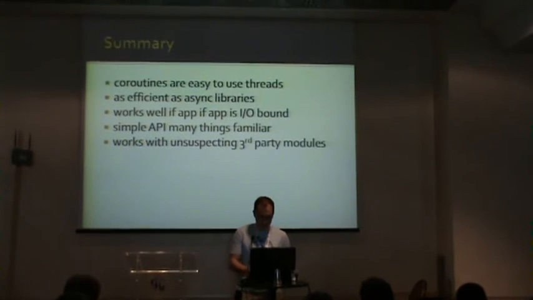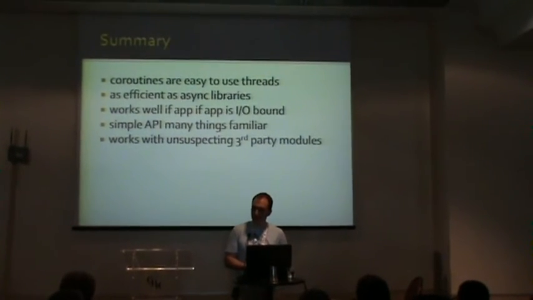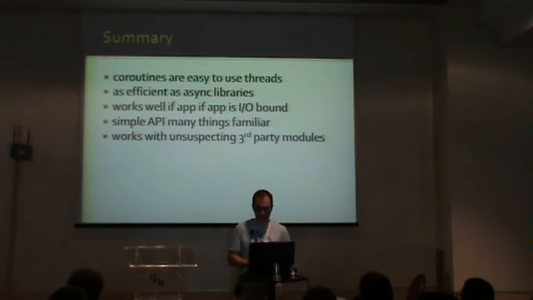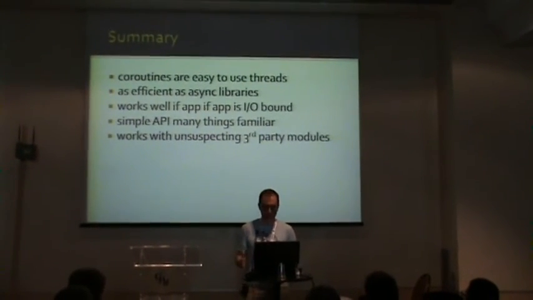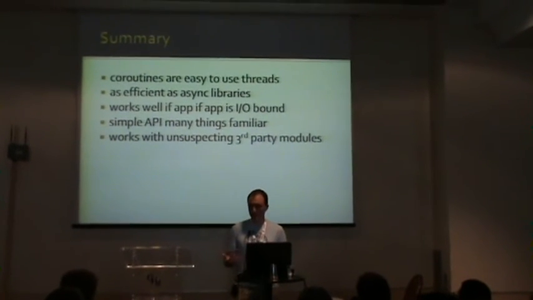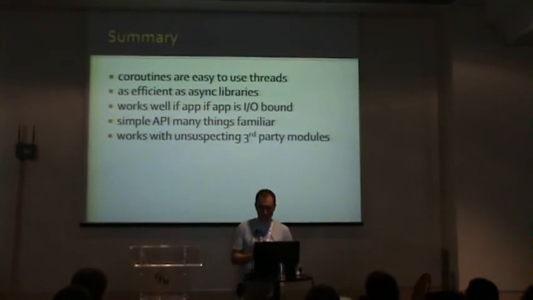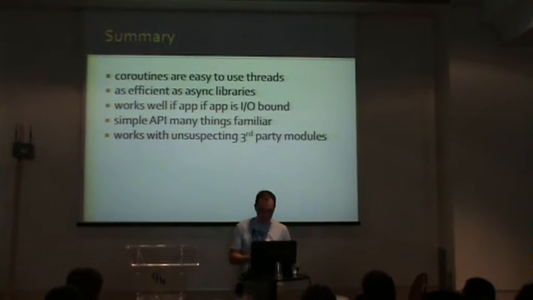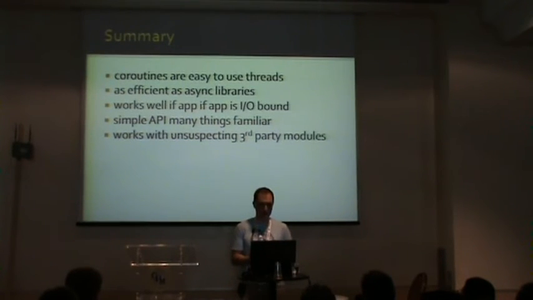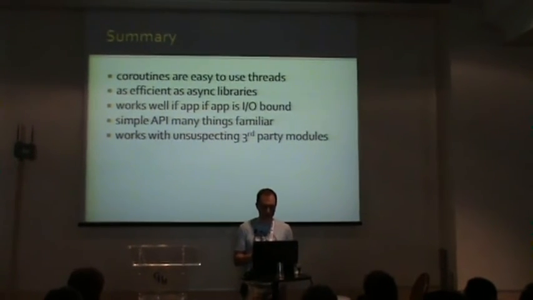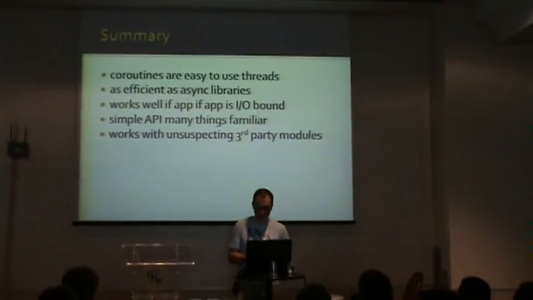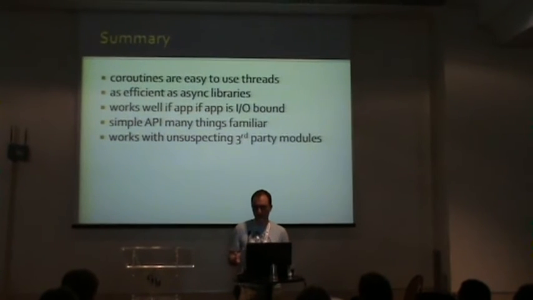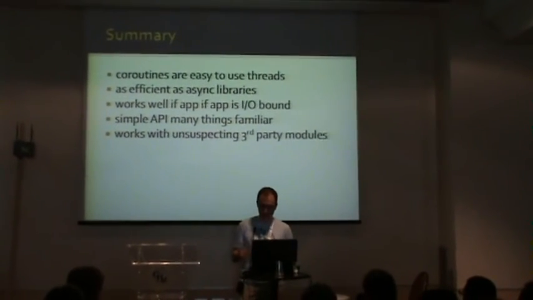So to summarize, coroutines are as easy to use as threads. It can be as efficient as any other non-blocking solution. As with any other non-blocking framework, it works well if the application is IO-bound. Gevent tries to stick to the standard way of doing things in Python, so it uses all the standard APIs: Event, Queue, all that stuff. And it works with sockets. Any module written on top of sockets works.